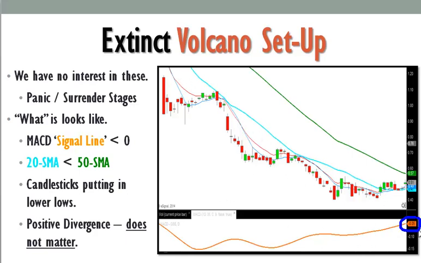Again, MACD below 0. You can see the 20 well below the 50. Price action just lower lows, lower highs. There's just nothing that is going to give us any sort of assurance that this thing's about to start to explode upwards and start to erupt as a volcano. So this is just a straight up extinct volcano setup.